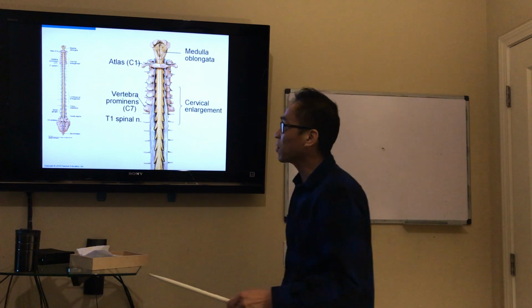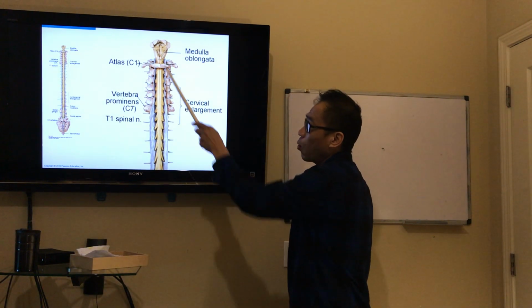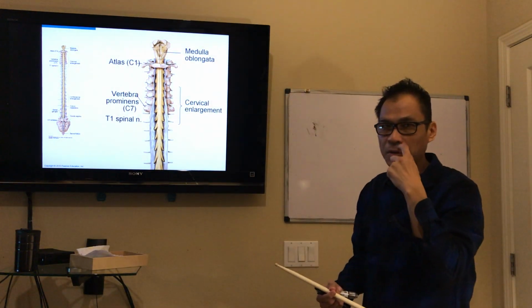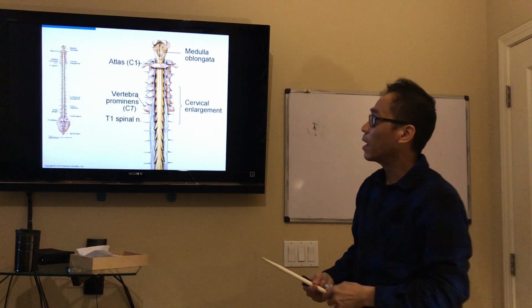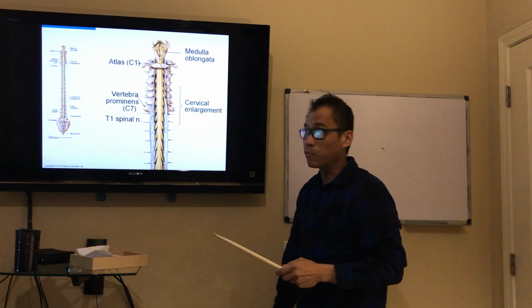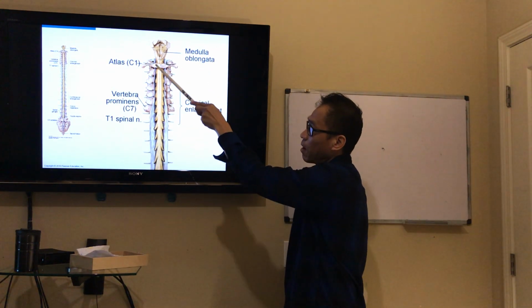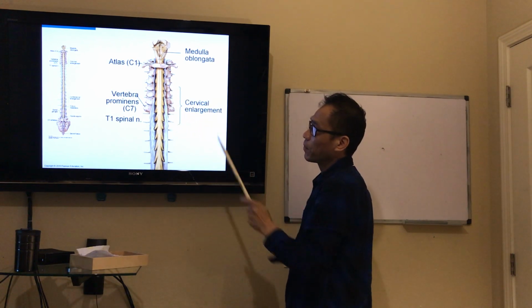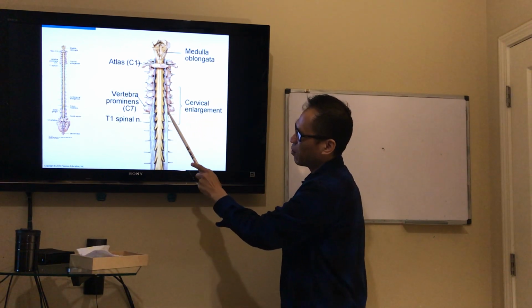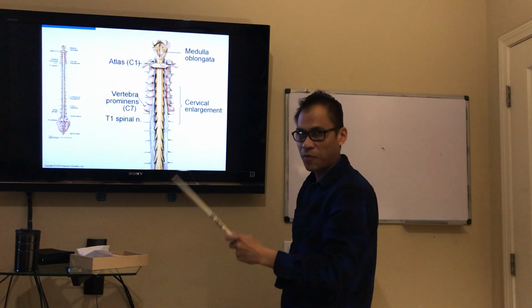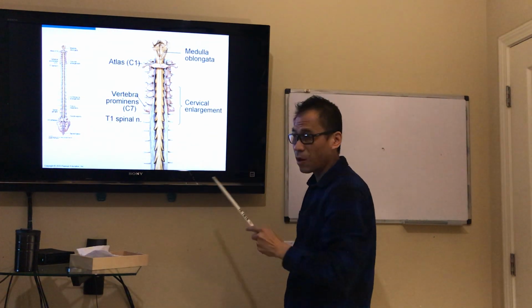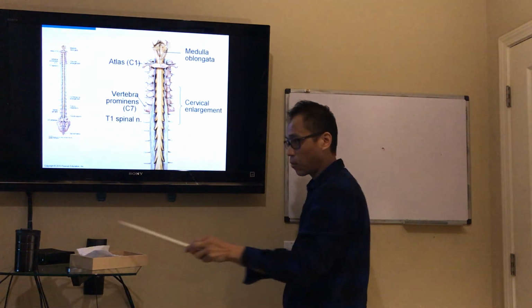There's some landmarks here. So there's C1. C1 is actually behind your upper jaw. And then you can see the medulla, that's part of the brain stem. It continues on with the spinal cord here. And this little bit where the spinal cord thickens a little more, you should write that down. That's called the cervical enlargement of the spinal cord.